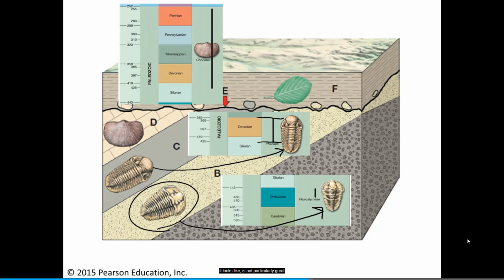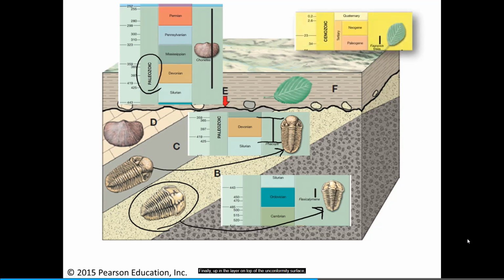And Conetes, it looks like, is not particularly great as an index fossil because it spans the Silurian, Devonian, Mississippian, Pennsylvanian, and the Permian. However, all of those are within the Paleozoic era of geologic time. So if you find a rock unit with Conetes in it, then that tells you that's got to be a Paleozoic rock. Finally, up in the layer on top of the unconformity surface, we have leaves of Phagopsis. That is a plant leaf, and you can see that it's restricted to the Paleogene period of geologic time. So this allows you to put some age constraints on your overall relative dating of the different geologic units.